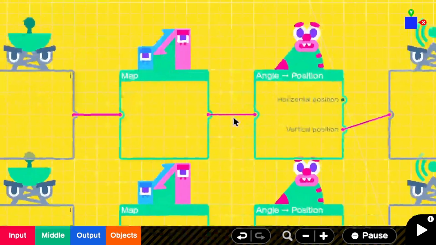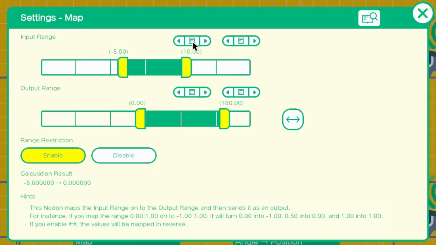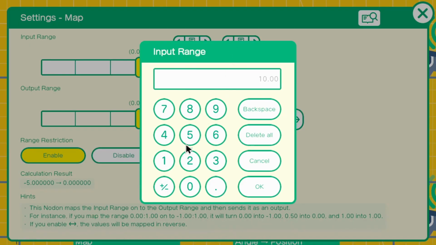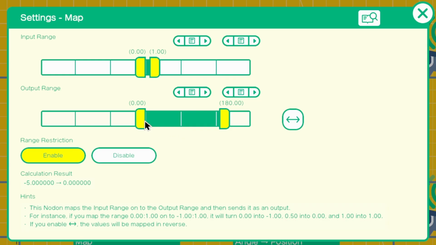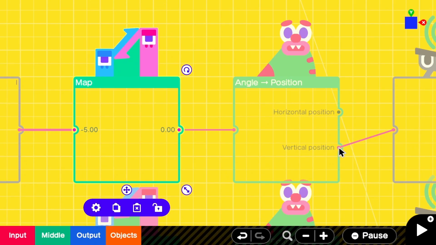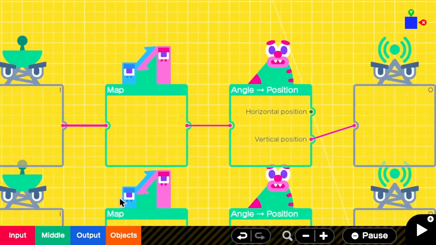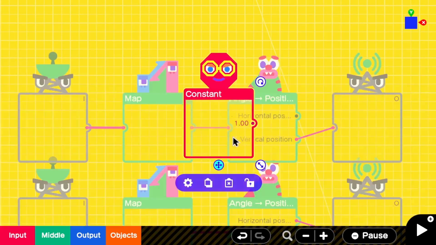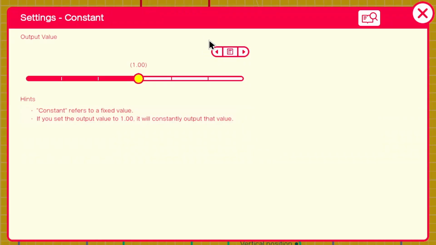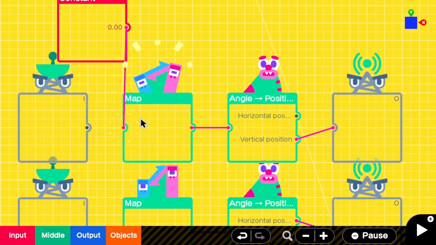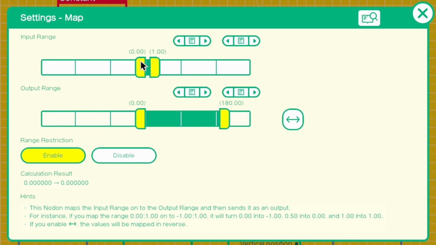So let's take this map nodon, and let me just reset this first. Set the input to 0 to 1, then send the output range to 0 to 180, and turn on range restriction. So now let's try to imagine what will happen with the output of this angle to position nodon, specifically the vertical position. So now let's imagine that the input to our map is 0. With the map, we know that if the input is 0, the output will be 0, as you can see here.